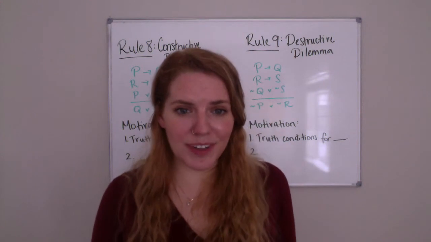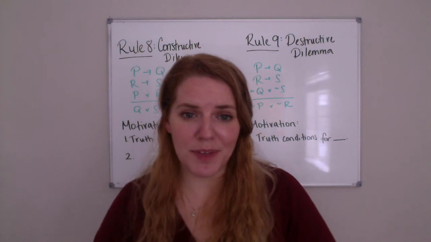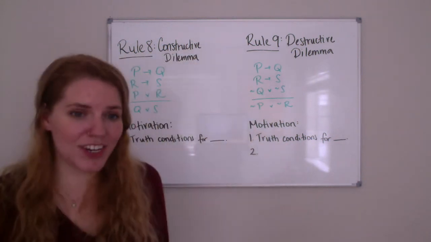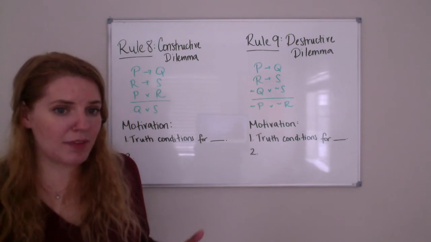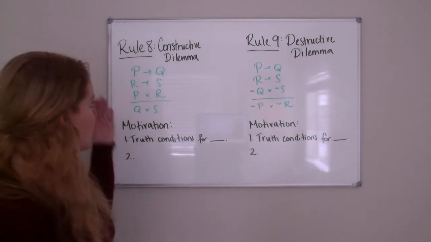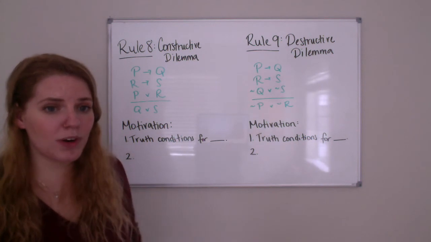So in this video, we're going to talk about Rule 8 and Rule 9 in your Rules of Deduction in your book. Rule 8 is constructive dilemma and Rule 9 is destructive dilemma. A constructive dilemma has three premises: if P then Q, if R then S, P or R, and the conclusion Q or S.